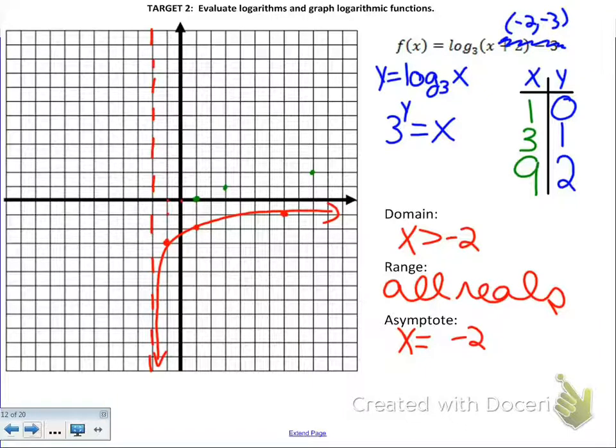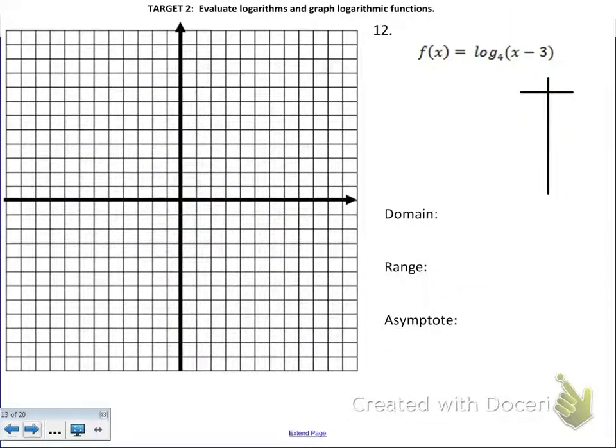Okay, the next one is exactly like that. Try this one on your own and come back for the explanation in a moment.